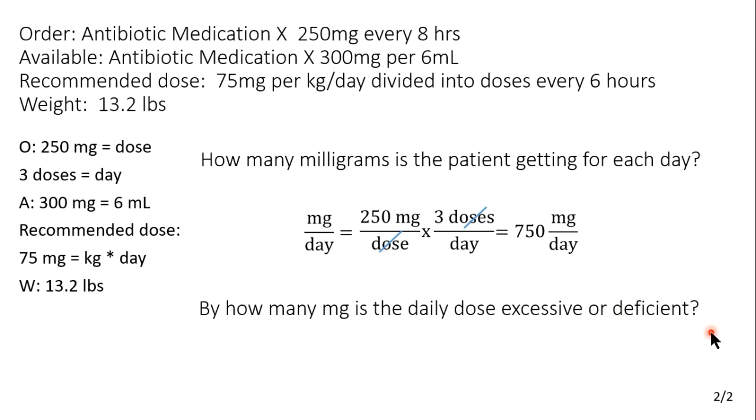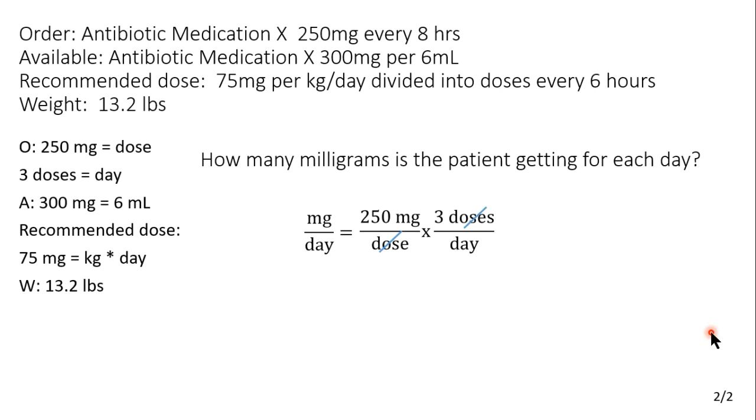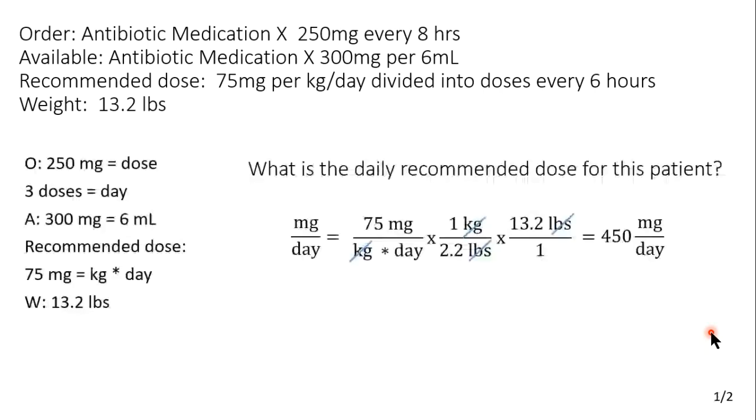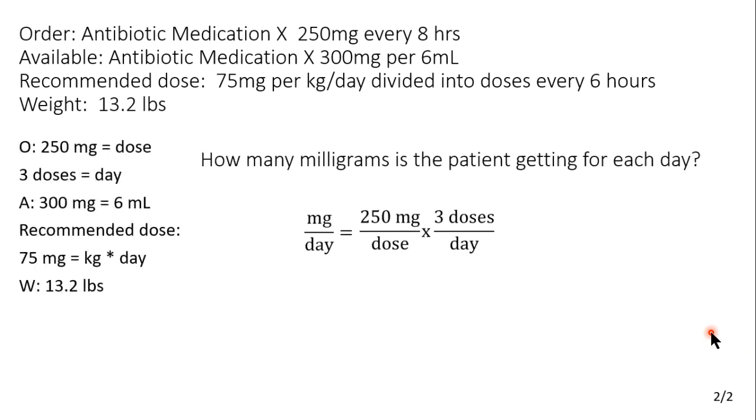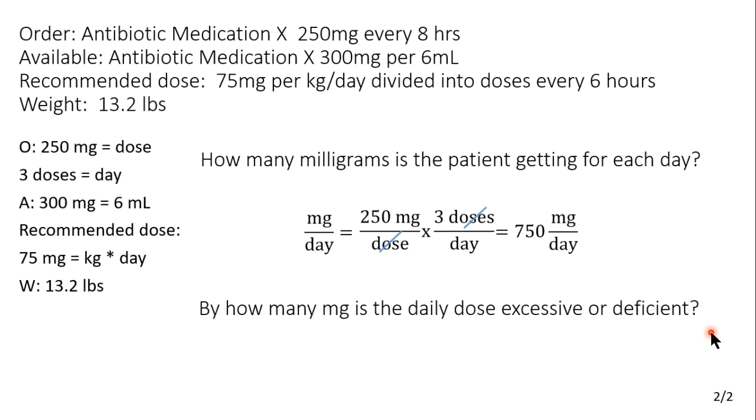And remember that our previous answer of the recommended dose was 450. So that means we take the dose the patient is receiving, which is 750, minus the recommended dose, which is 450. And when we subtract it, it means that we have 300 milligrams per day excessive, which, not good.